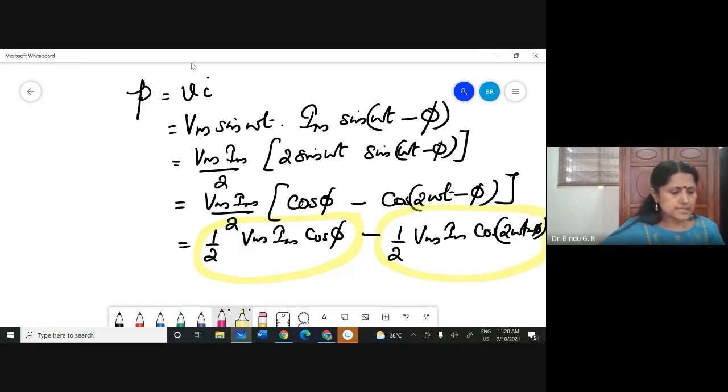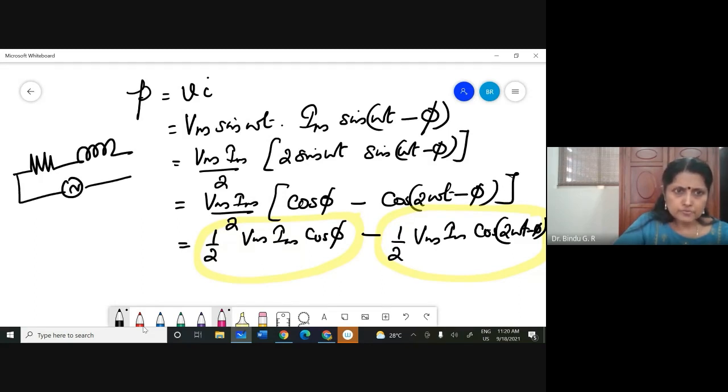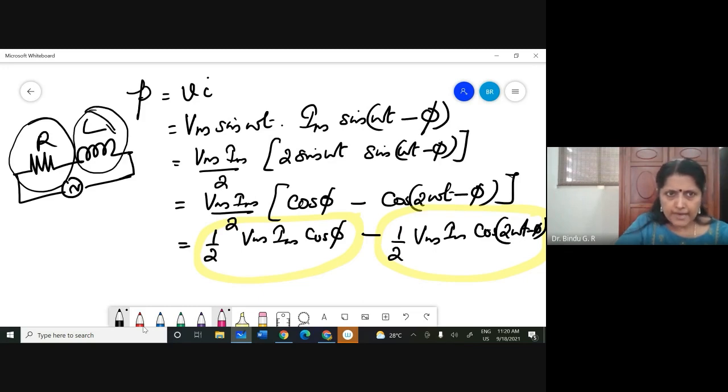Tell me which is the constant value. I told you because you have a resistance and an inductance in the circuit, naturally, when I talk about the power, power should be consumed by the resistance and some amount of power will be taken in by the magnetic field and given back to the source. So a fluctuating energy going to and fro should be there. That is represented by these two components. Tell me which is the constant component. Cos phi. Cos phi. Phi is a constant value.